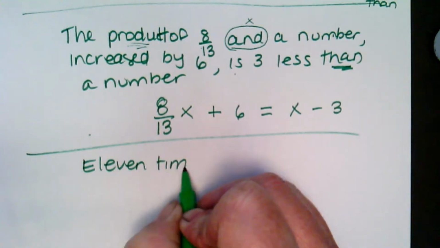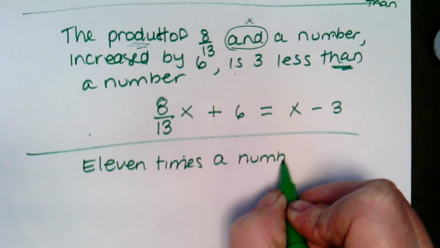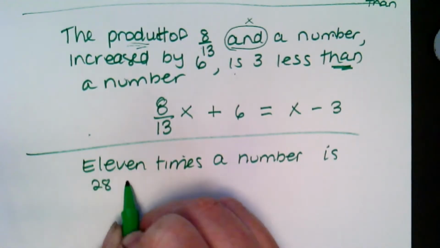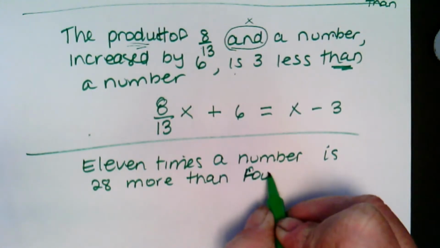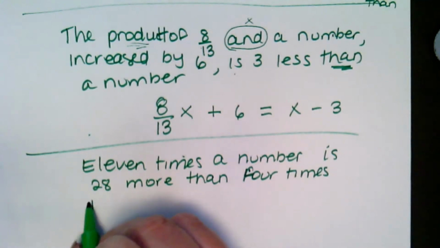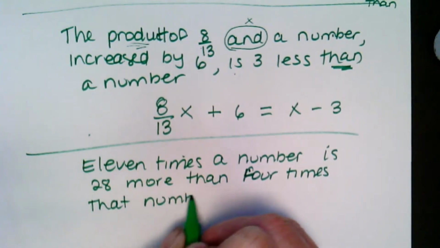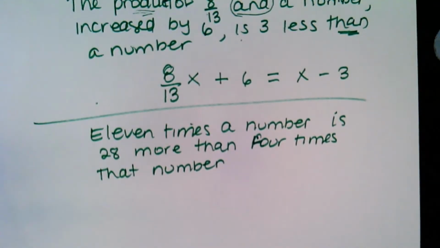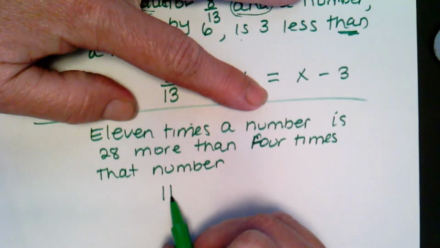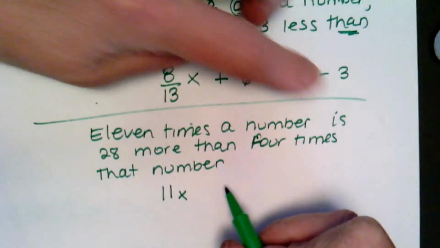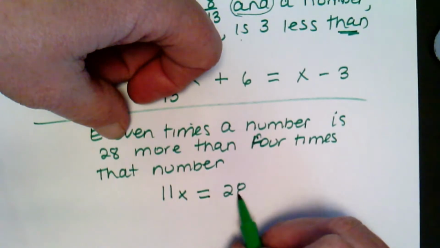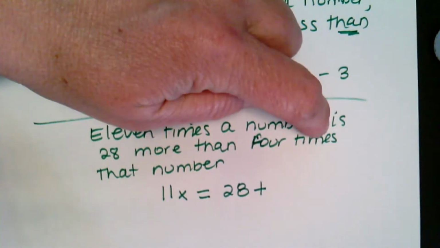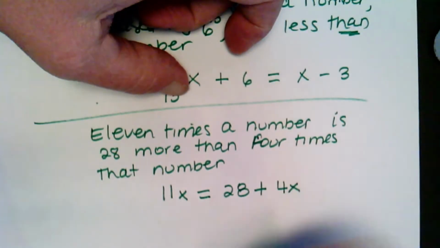"11 times a number is 28 more than 4 times that number." So we're just going to read it and write it. 11 times this unknown number is 28 more than 4 times that number.